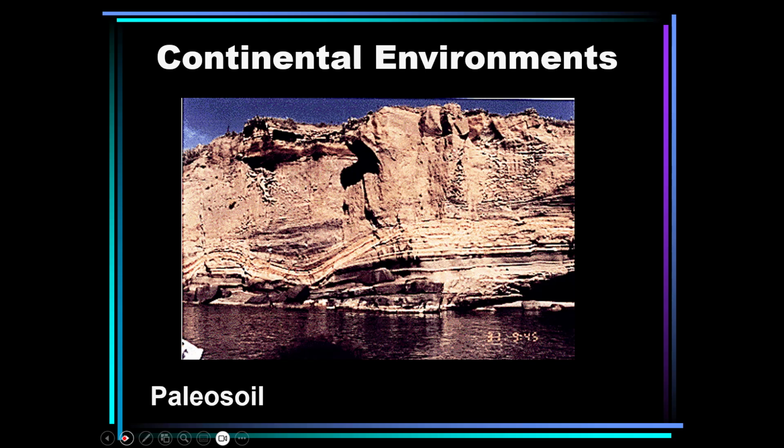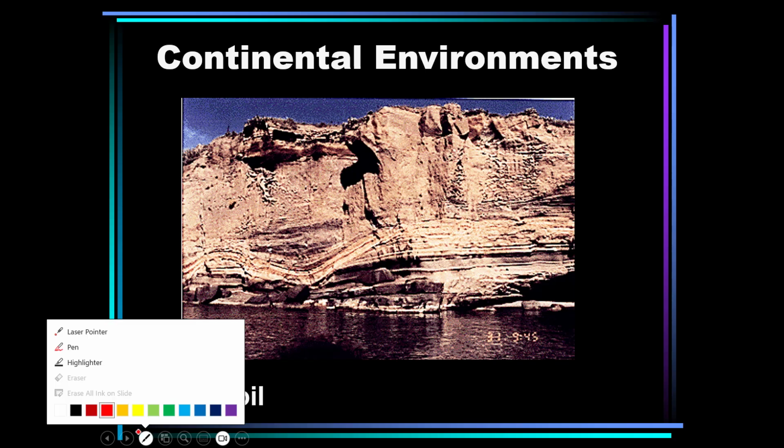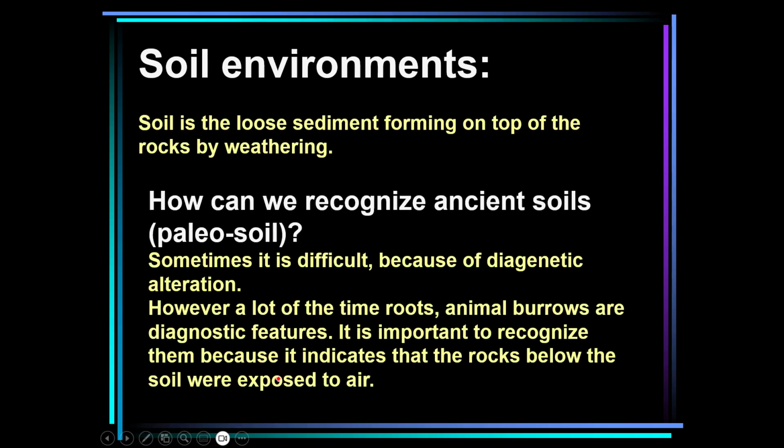If we have to recognize an old soil layer, what do we look for? Soil is the loose sediment forming on top of the rocks by weathering. How can we recognize ancient soil? We call them paleo soil. Sometimes it is difficult because of diagenetic alteration. Remember, diagenesis is when the sediment becomes sedimentary rock by compaction, by chemical precipitation. We learned this in physical geology, so I just refer back to that.